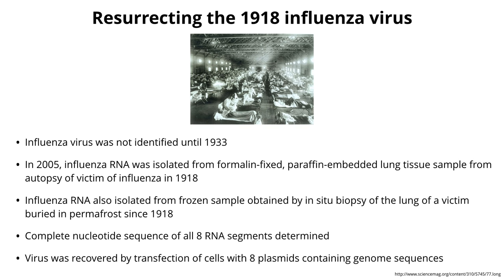They also isolated viral RNA from frozen samples of a biopsy of a person that was buried in the permafrost. So people were buried up in Alaska in parts that remained frozen. They opened the graves and did a biopsy of the lung, and we knew that they died of influenza, and they completed the genome sequence. And from that, they were able to assemble the 8 plasmids and recover the virus by transfection of cells.